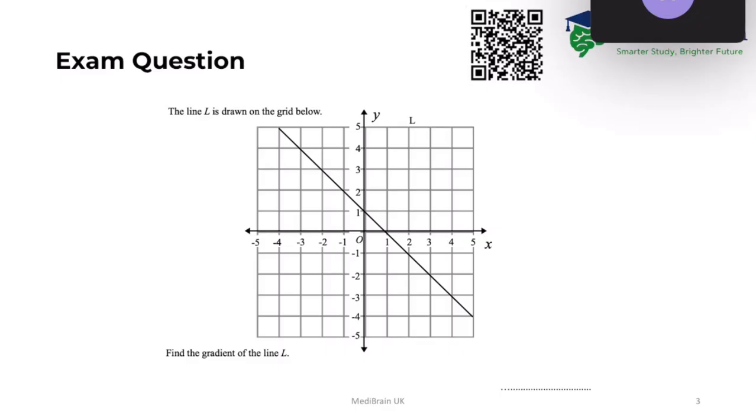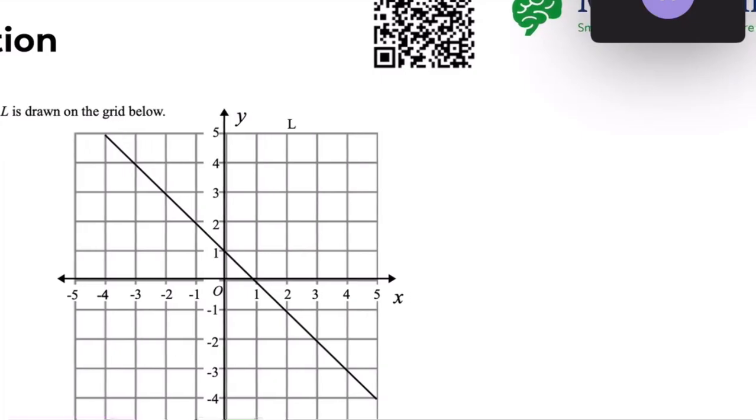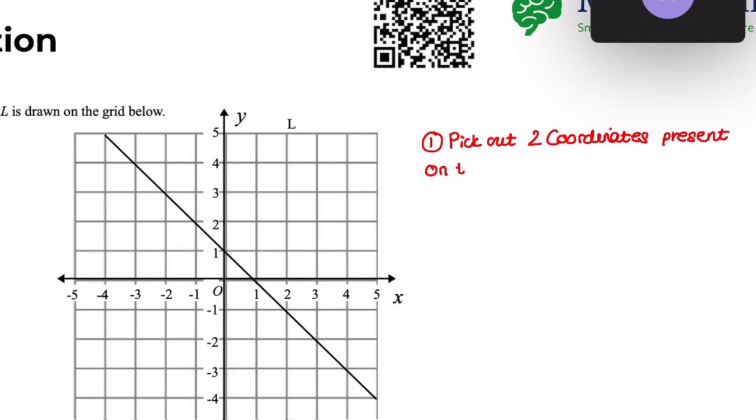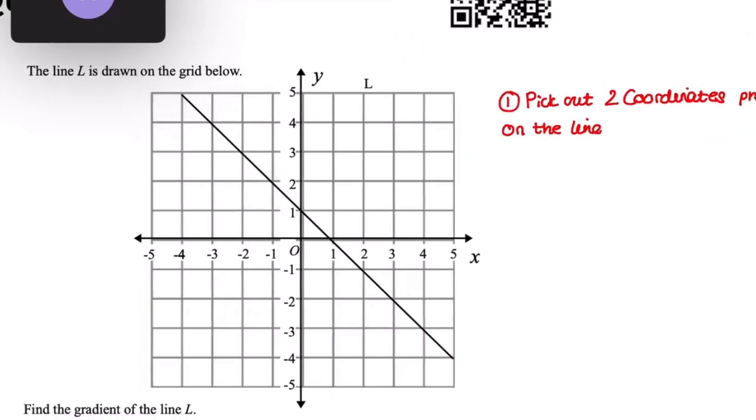When you're given a line on a graph, all you have to do is pick out two coordinates that are present on the line. You're going to pick out two coordinates that you can easily see.